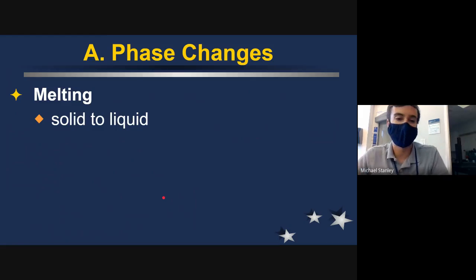Solid to liquid. So imagine you pull out a solid piece of ice from your fridge or your freezer, put it on your counter and just let it sit there for an hour or so. If you come back an hour later, it's going to be liquid water laying all over your countertop. And so melting is going from solid to liquid.